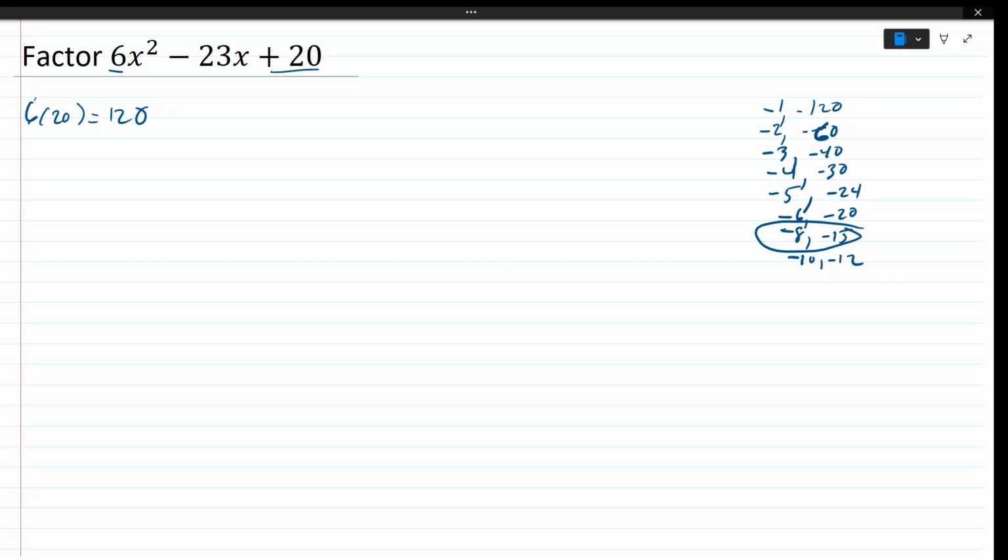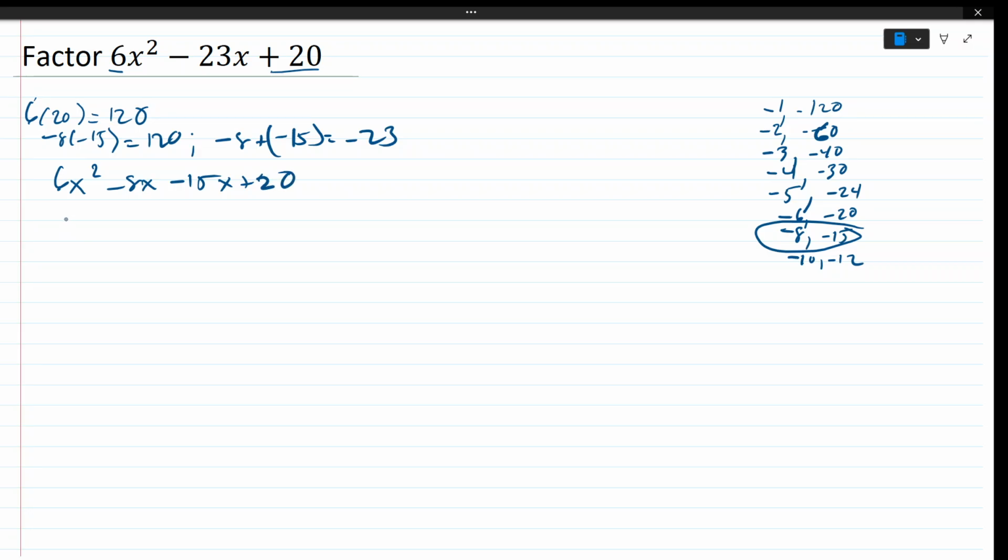Okay, so we found the pair of numbers whose product is this 120, because negative 8 times negative 15 is also 120, but their sum is that middle coefficient of negative 23. So we rewrite the middle term using those two values. So instead of negative 23x, we use negative 8x and then the negative 15x. So we get 6x squared minus 8x minus 15x plus 20.